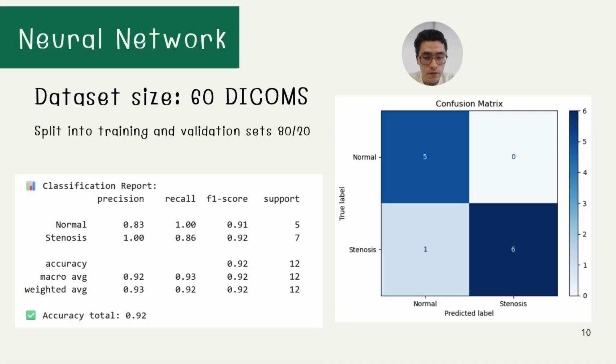With an overall accuracy of 92%, it demonstrates strong classification capabilities, especially given the small dataset and the quality of this dataset. We split into training and validation sets of 80-20. The tests were made only on 12 images.